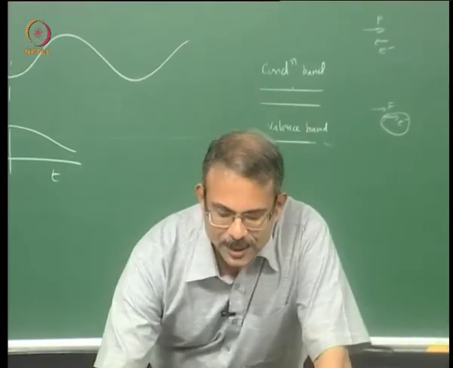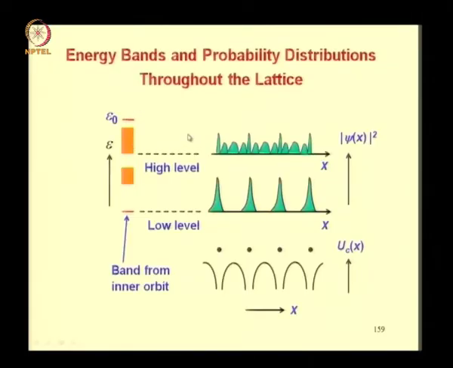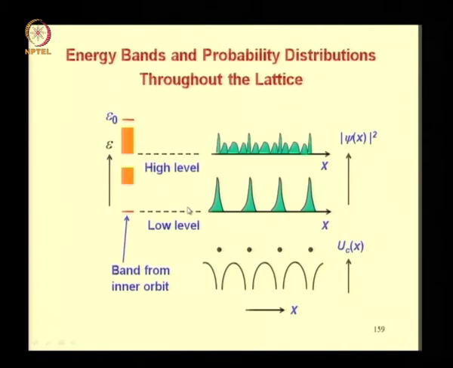Now that is why electrons in the conduction band are assumed to be freely moving about in the crystal, whereas electrons in the valence band or in other lower bands are assumed to be localized to one of the atoms in the crystal.